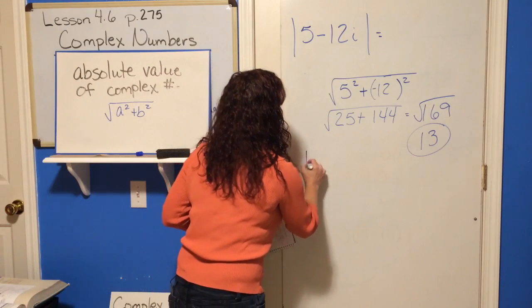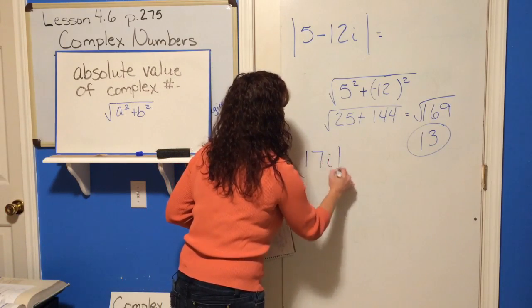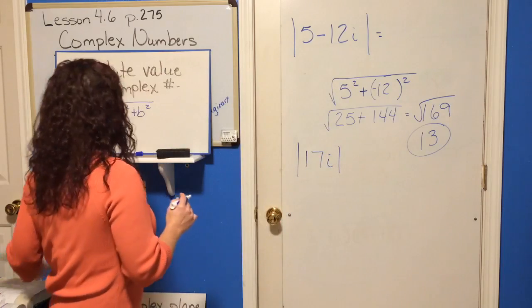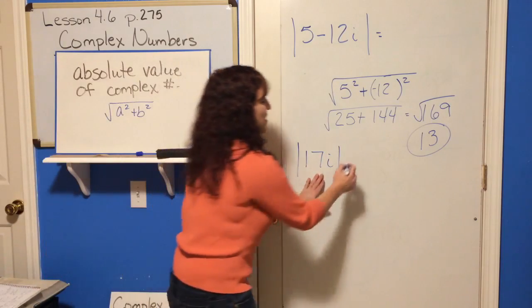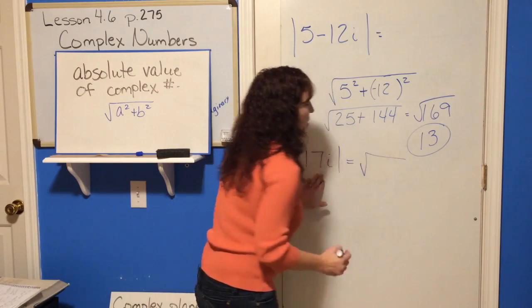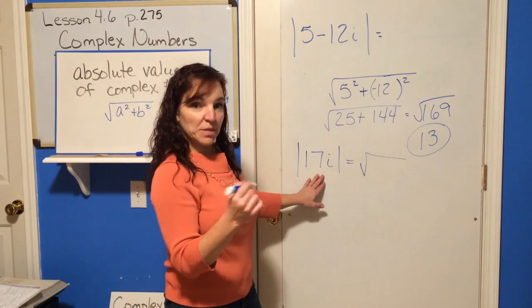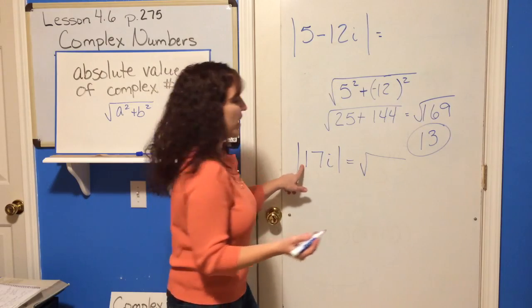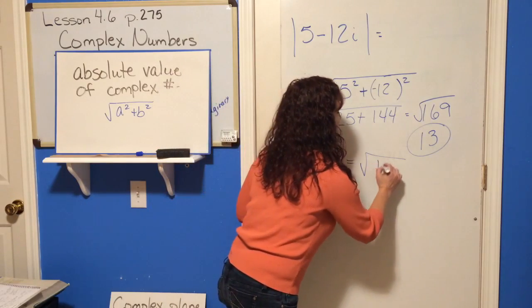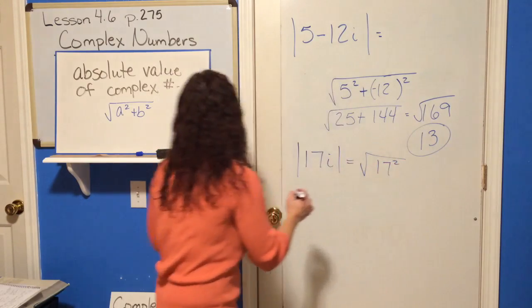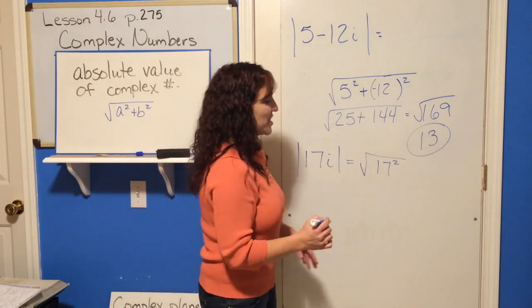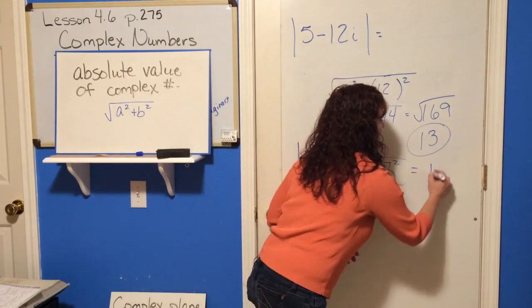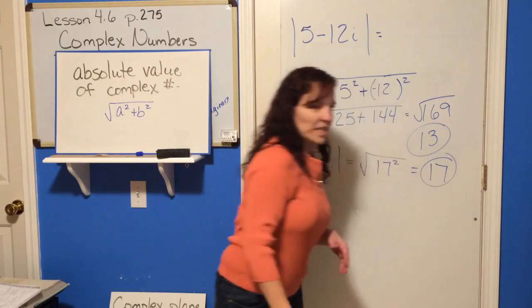So one more. The absolute value of 17i. Well, the absolute value of 17i is simply going to be the square root of a squared plus b squared. We don't have an a term, so just leave it blank. The b squared is 17 squared. And the square root of 17 squared is simply 17.